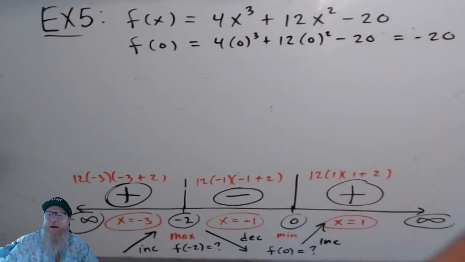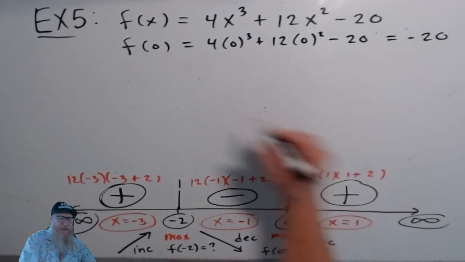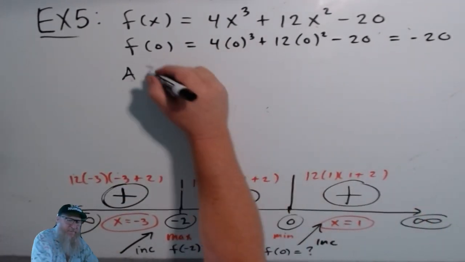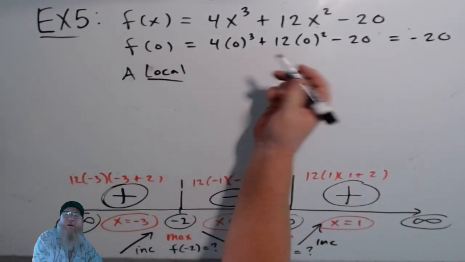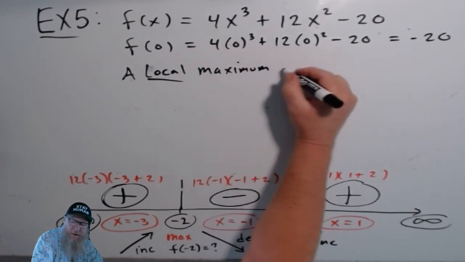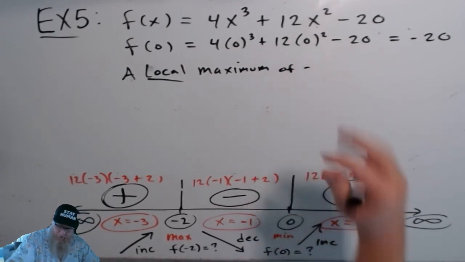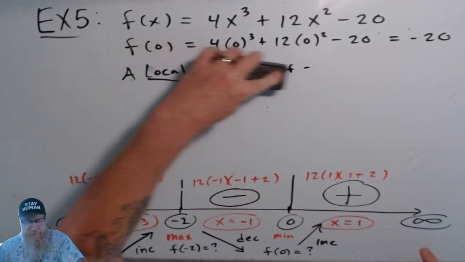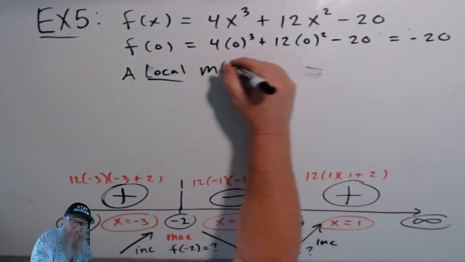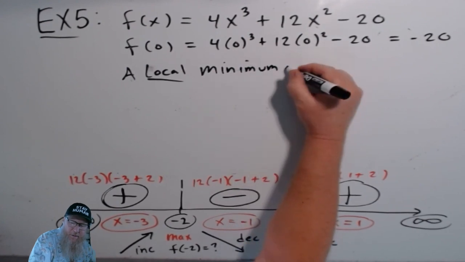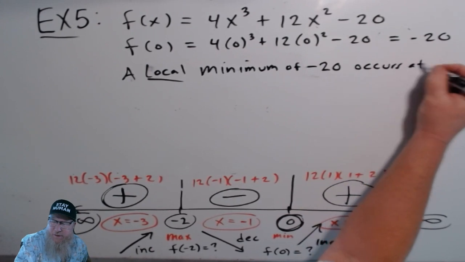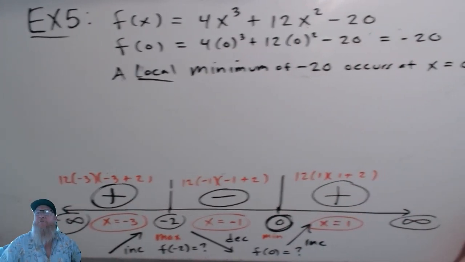That's just -20. So we say a local minimum, or you could say relative, of... oh, by the way, why did I say maximum? I meant 0. It's a minimum. Of -20 occurs at x equals 0.